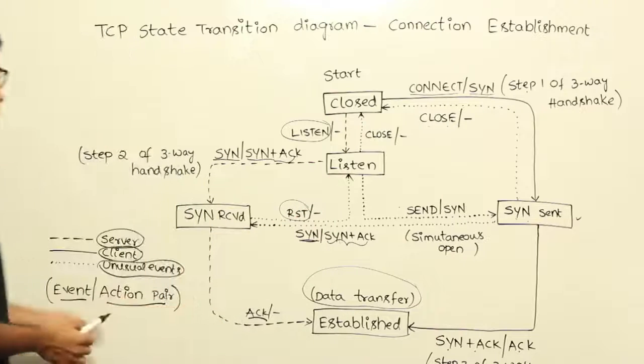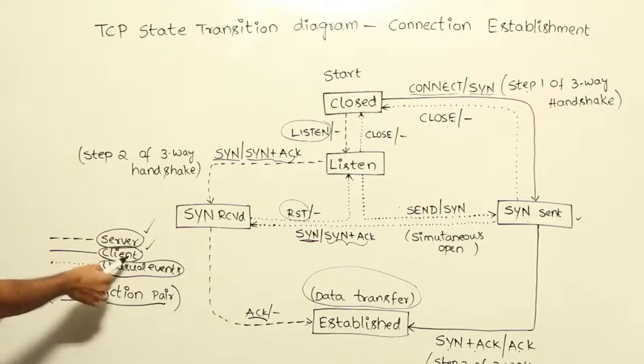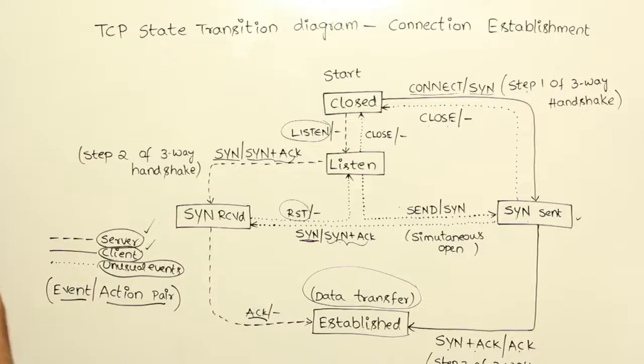Just look at these two lines. So what is the bold line and what is the dashed line? The dashed line is what the server is doing, and the bold line is what the client is doing. Okay, fine.